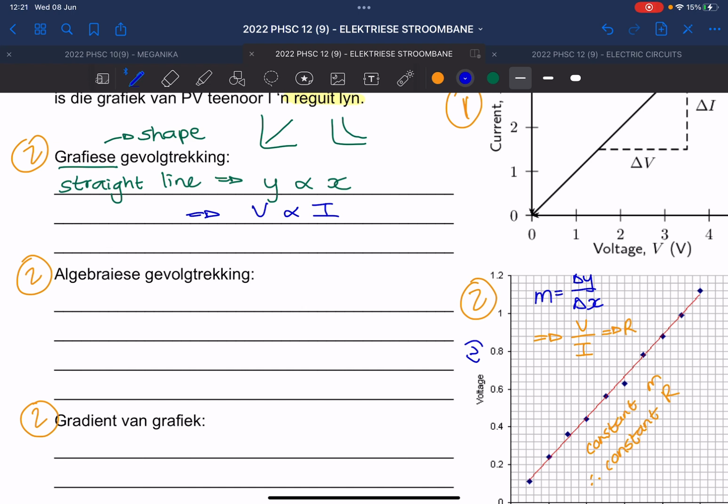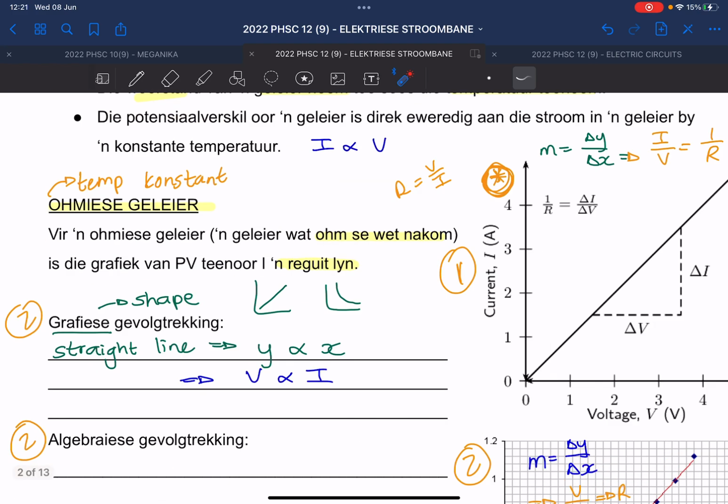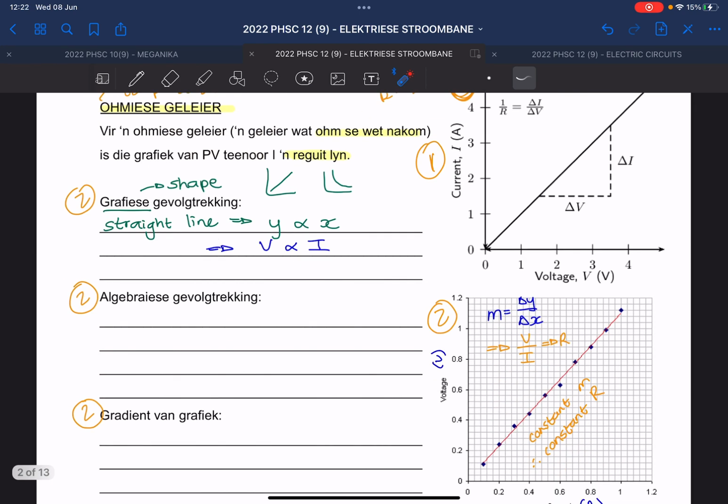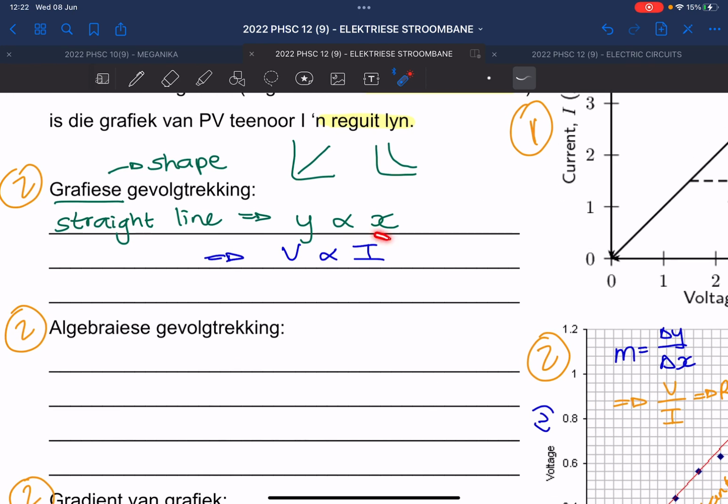Okay, now, they can ask you, write a conclusion for this graph. Okay, nou ek het vroeër die jaar dit al genoem. I'm going to say this again. When are you allowed to use directly proportional? When there's a formula that goes with it. Okay, so hier mag jy gebruik. Here you are allowed to use the words volts is directly proportional to current.